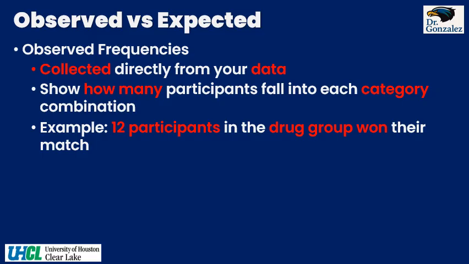So remember, we have our observed versus expected frequencies. Our observed frequencies are based on the data that we have collected. They simply show how many participants fell into a certain category combination. So again, in the first example that I talked about, there were 12 participants in the drug group that were also in the winning column of their chess match.